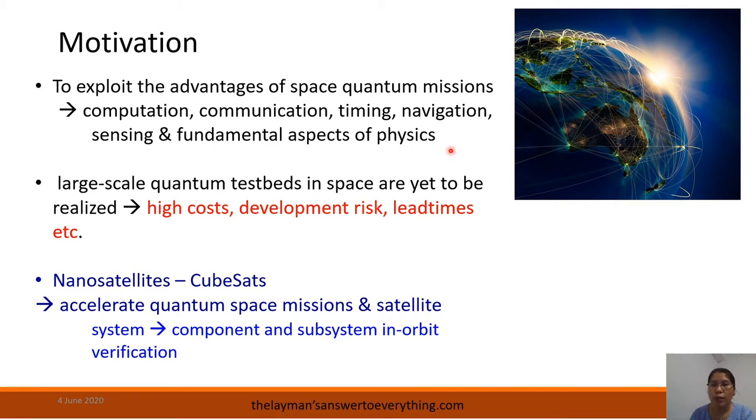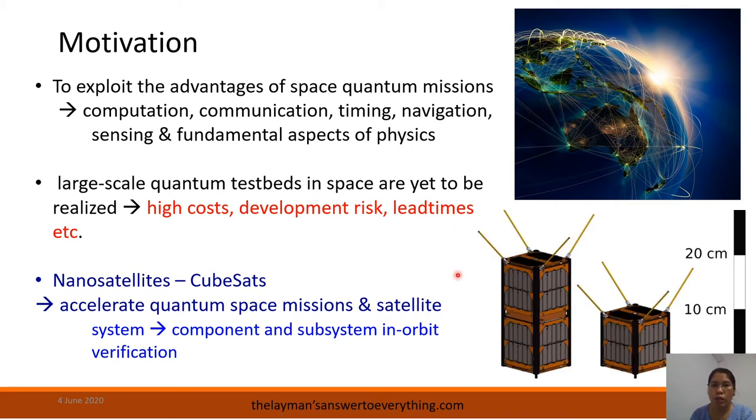So with the recent development of the nanosatellite, which is based on the CubeSat technology, we can accelerate quantum space missions and explorations by increasing the components and subsystems in orbit, which is based on a unit of CubeSat. The right side figure shows one unit and two units of CubeSat, which are stacked together. One unit of CubeSat can work as a fully functional unit, which has dimensions of 10 centimeter cube and a weight of around a kg.